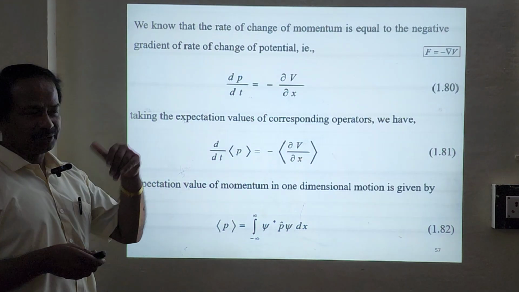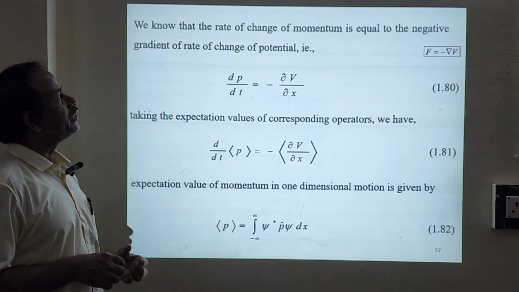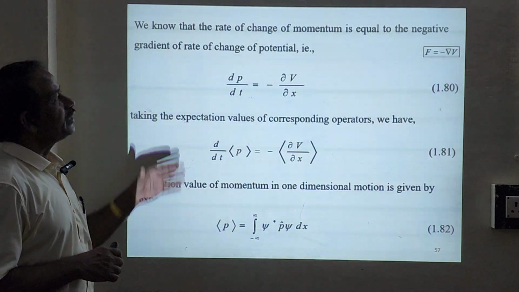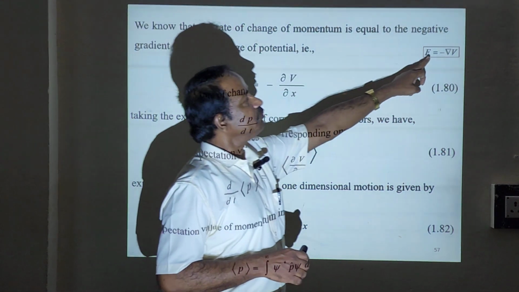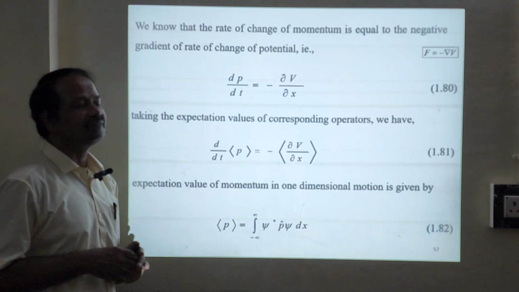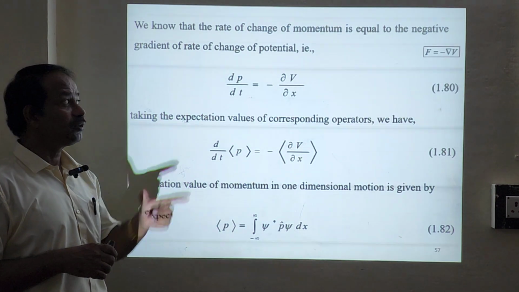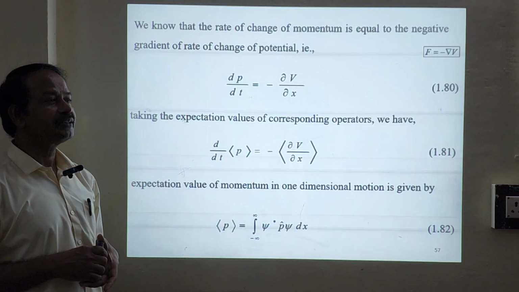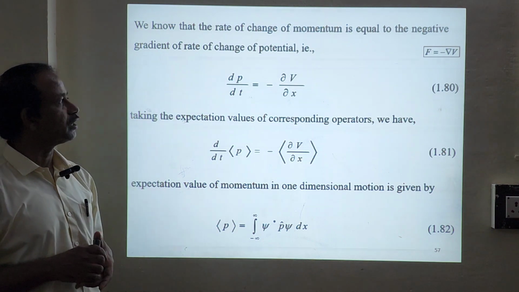Now we will go for the next equation. We know that the rate of change of momentum is equal to the negative gradient of potential. We know already the force is equal to minus dV, minus del V. We know already this one. The negative gradient of potential is equal to the force.